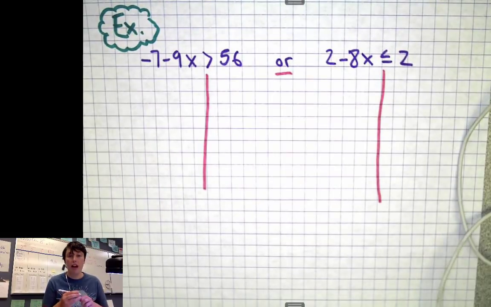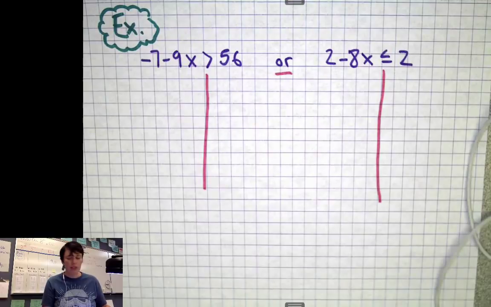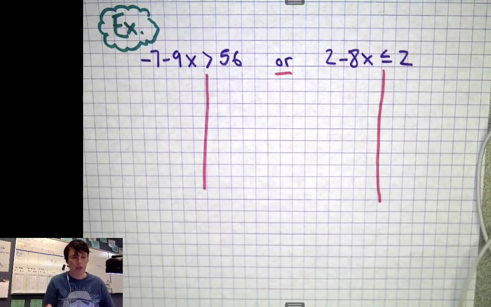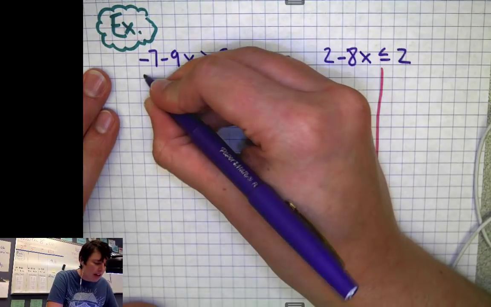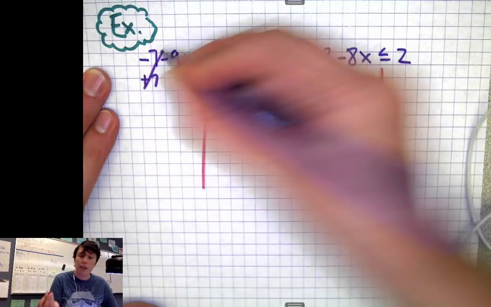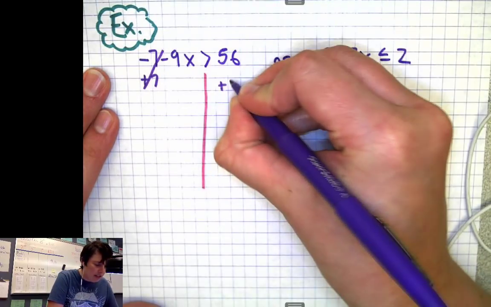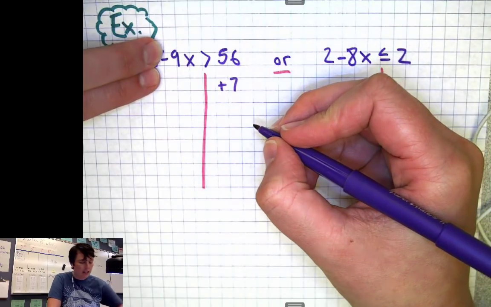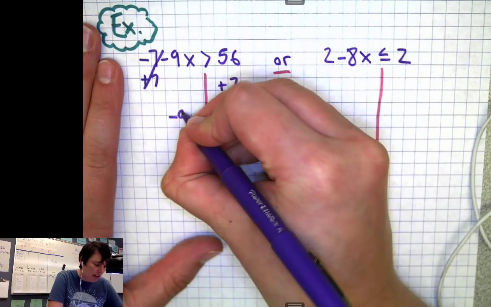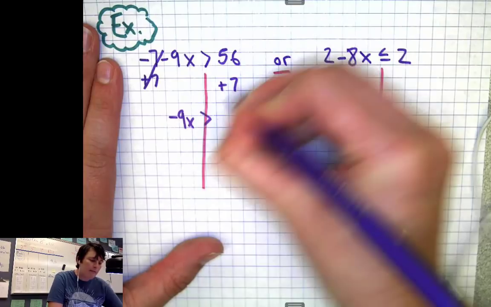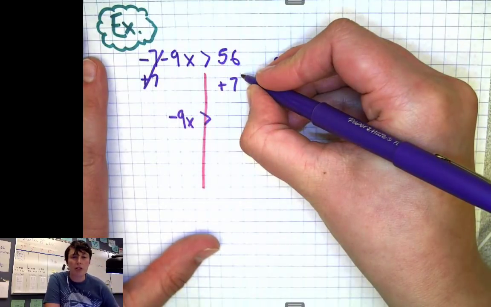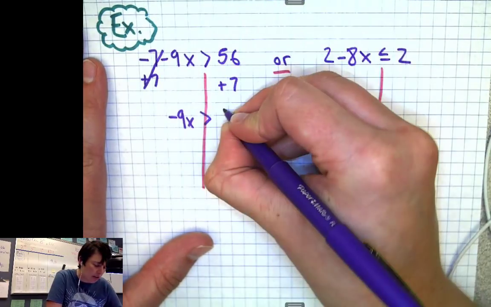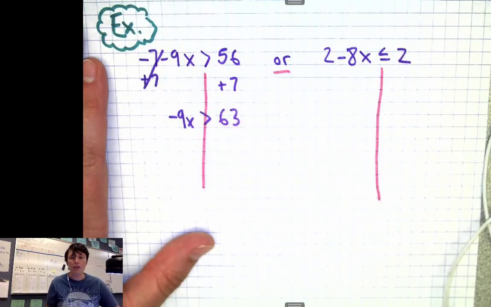And we're going to solve for x on both sides. So let's cruise through this a little bit here. I'll start on this side. I'm going to add the 7 over to move it over. And I'm going to add the 7 here. When I do that, I still have that negative 9x. And it is greater than 56 plus 7. So what would that be? Well, that would be 63. Okay, so keep on going.